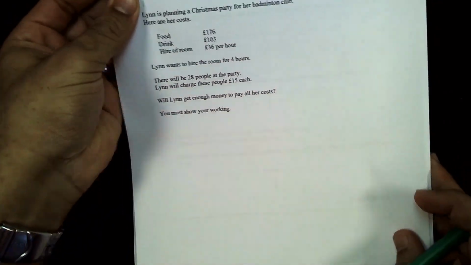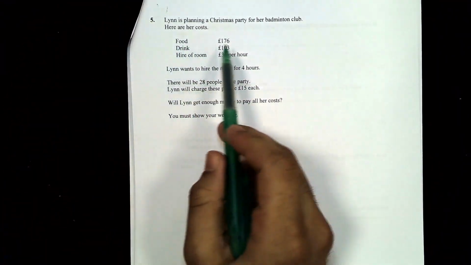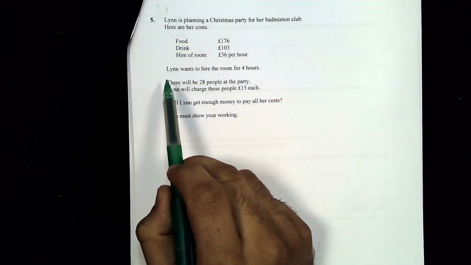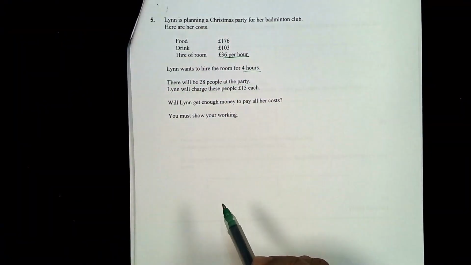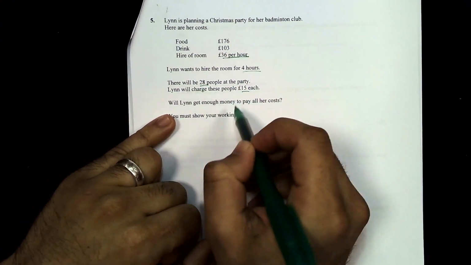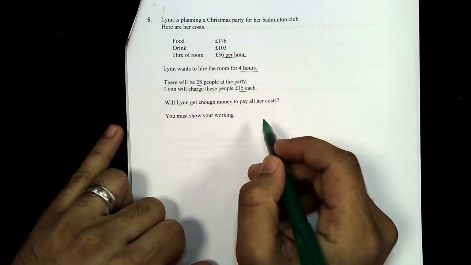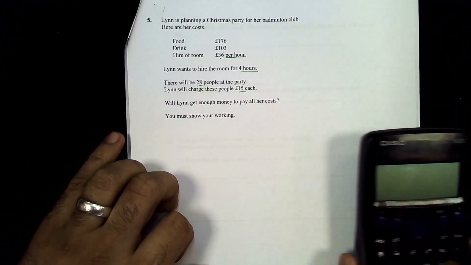Question 5. Lynn is planning a Christmas party for her badminton club. These are the costs. Lynn wants to hire the room for 4 hours, so that's important because this is a per hour rate. There's going to be 28 people at the party, £15 each she's charging. Will she get enough money to cover the costs? Really a good real life question, comes up all the time.